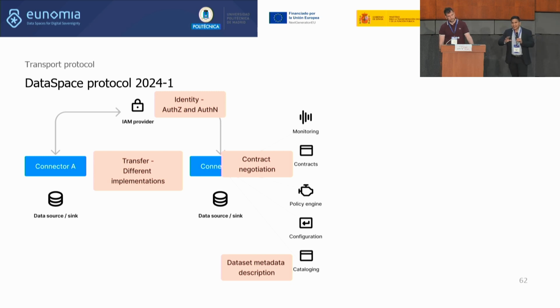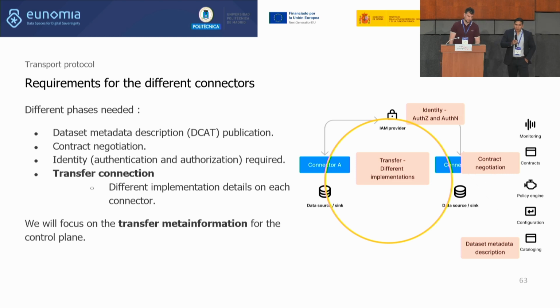Only in the transport for these two connectors, we have to consider these four things that you can see in the slide. We have the identity, we have the transfer of different implementations, contract negotiation, and also the metadata description that we need to consider for the data sharing in this case. And we are going to focus on this part that is in the yellow circle, that is how we can transfer data using different protocols.